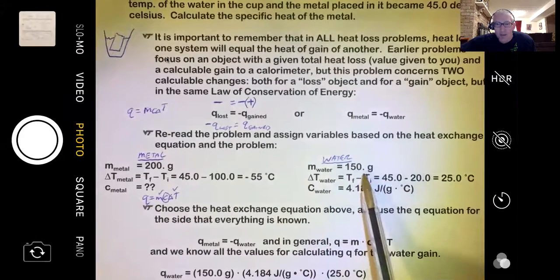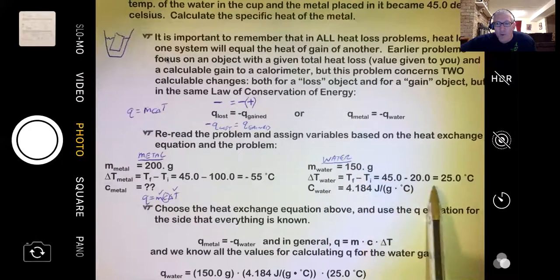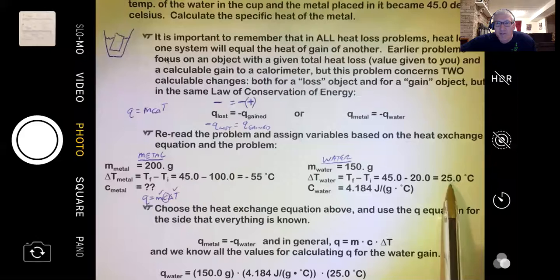I know how much water I have. I know that the water started out at 20, so it's always final minus initial. So the water gained 25 degrees Celsius in temperature. Remember, temperature is not heat. Temperature is a measure of the average kinetic energy of the particles.